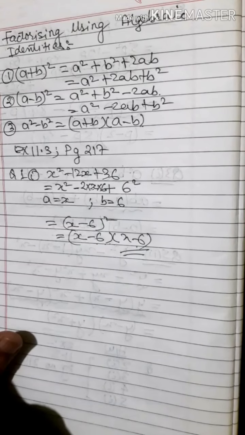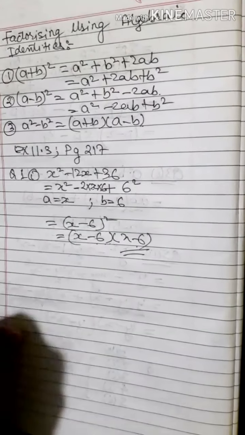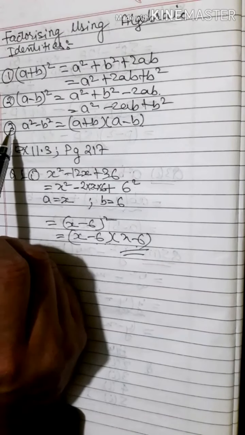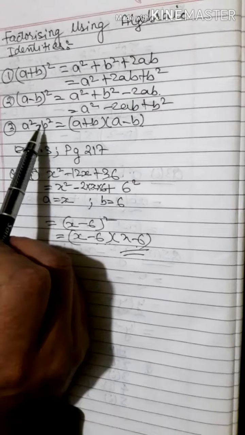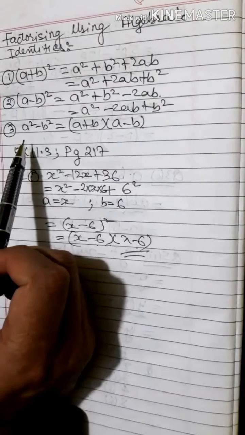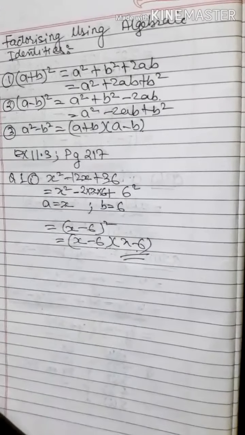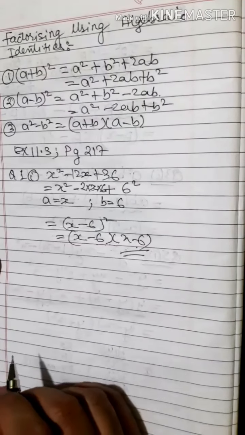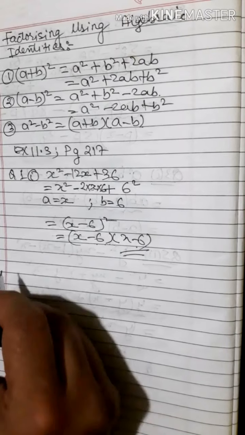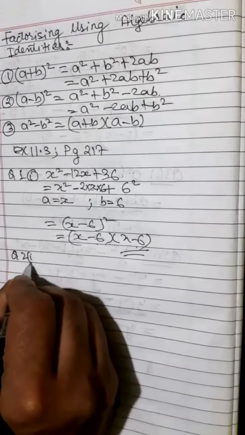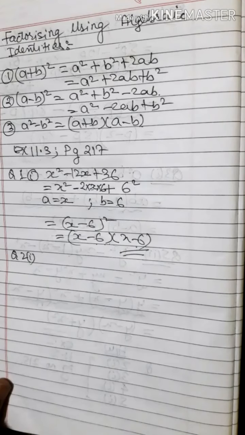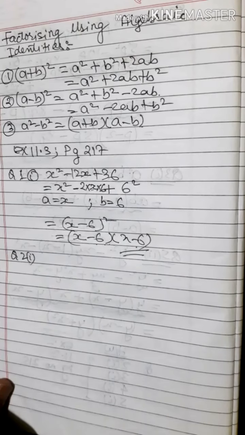Okay, now let us move on to the next type of question. Now we have seen the application of a plus b whole square, a minus b whole square. Now let us see the application of a square minus b square, the third algebraic identity. Okay, now let us pick up a question for this. Let's take question number 2 Roman 1 from the same exercise 11.3. The question reads as: factorize the following expressions.